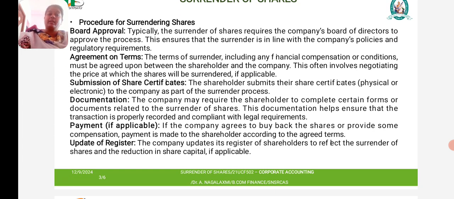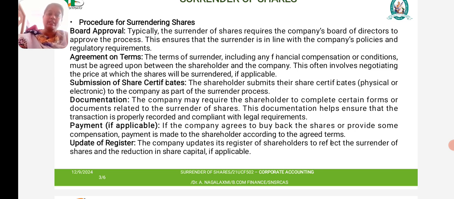Procedure for surrendering. First, board approval. Typically, the surrender of shares requires the company's board of directors to approve the process. This ensures that the surrender is in line with the company's policies and regulatory requirements. Agreement on terms. The terms of surrender, including any financial compensation or conditions, must be agreed upon between the shareholder and the company. This often involves negotiating the price at which the shares will be surrendered, if applicable.